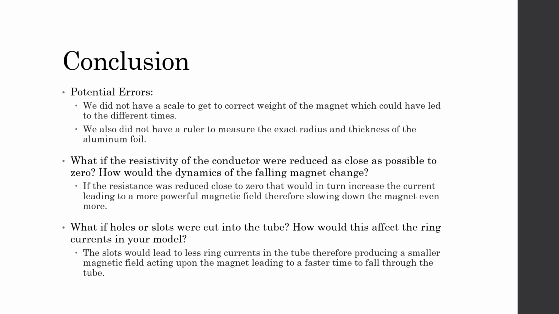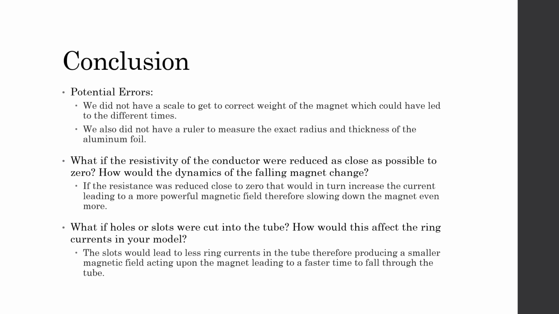For the what if questions, the first one is: what if the resistivity of the conductor were reduced as close as possible to 0, and how would the dynamics of the falling magnet change? If the resistance was reduced towards 0, then it would increase the current using Ohm's law, leading to a more powerful magnetic field, therefore slowing down the magnet even more.